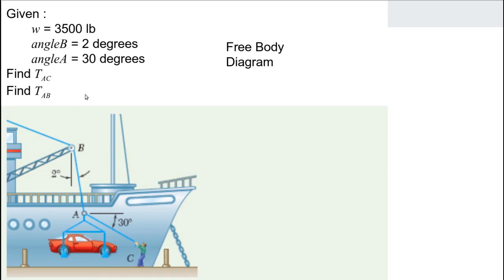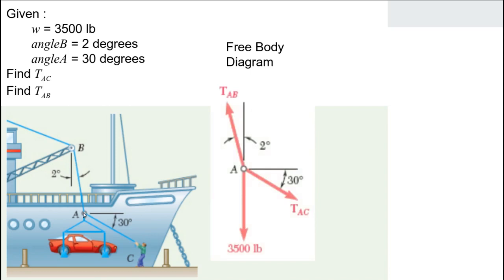First thing we do in statics is almost always a free body diagram. So we want to look at the forces acting on the ring here at A, or the knot at A. And those forces, we can see the weight of the automobile is pulling down. We have the tension in the rope here pulling down at 30 degrees. And the tension in the cable holding everything up at 2 degrees from vertical. And the ring is not moving, so it's in equilibrium.